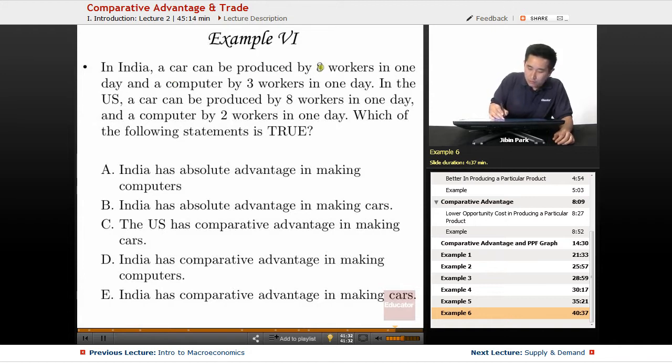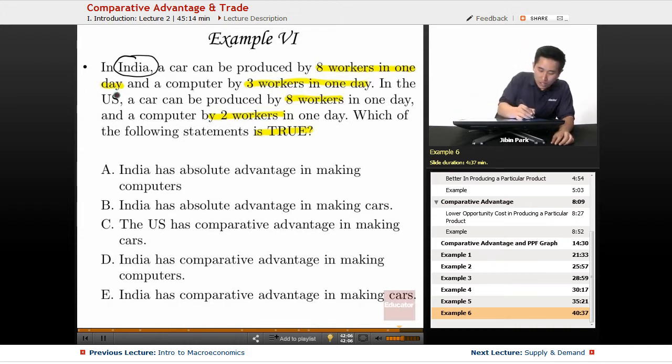In India, a car can be produced by 8 workers in 1 day, and a computer by 3 workers in 1 day. So in the country of India, you have a car that can be produced by 8 workers, or a computer by 3 workers there. Now, in the US, a car can be produced by 8 workers as well in 1 day, and a computer by 2 workers in one day. Which of the following statements is true? Again, some questions will say which one is false. This happens to be a question that says which one is true here.